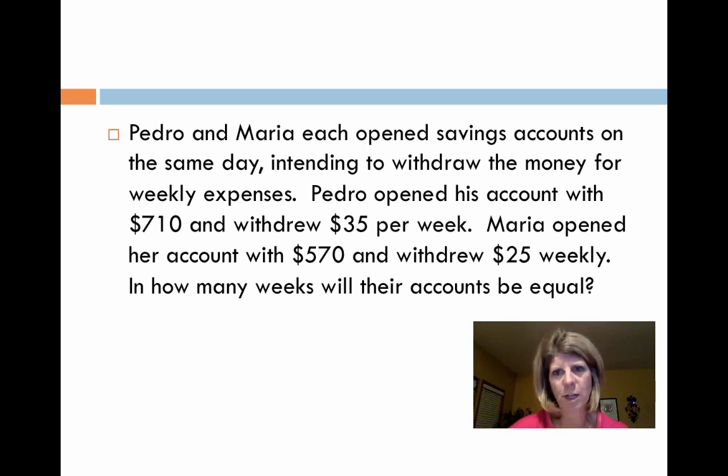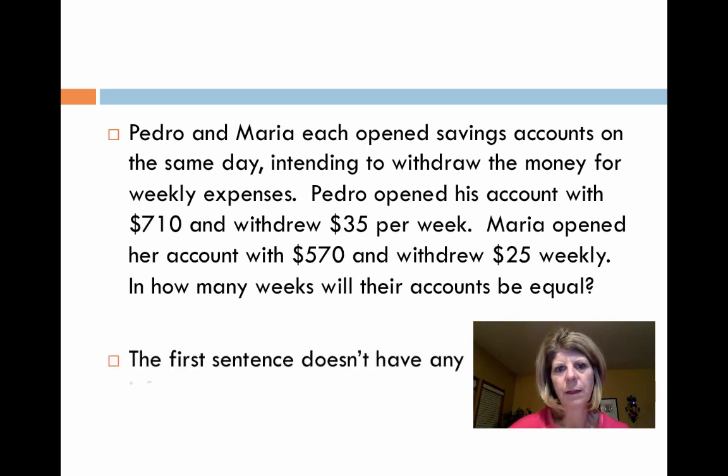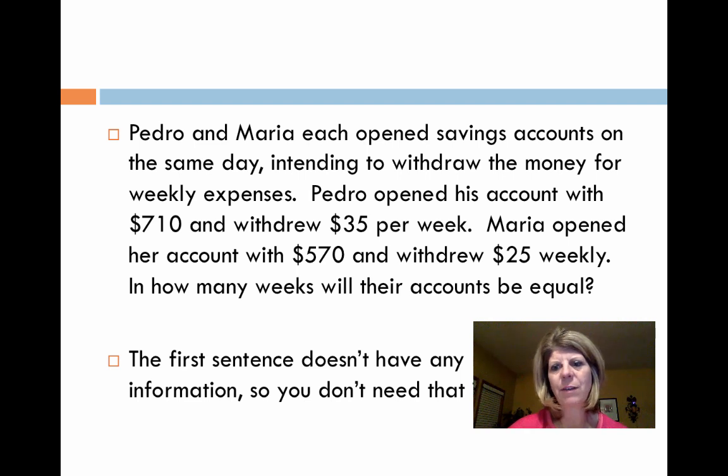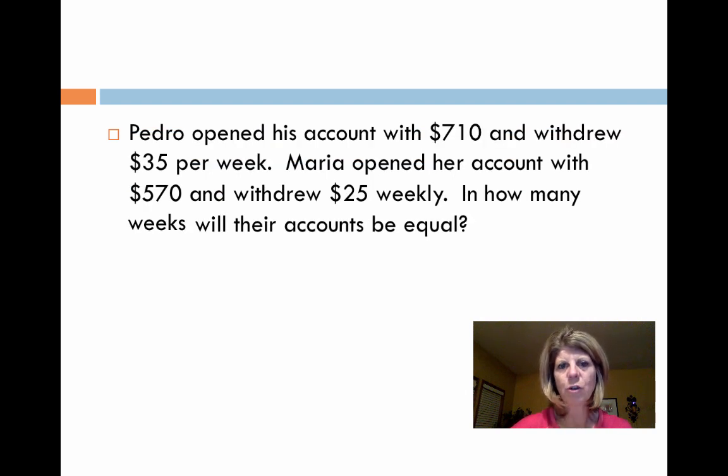But we want to reread this question. The first sentence doesn't really have any relevant information, so you don't need that. You see that they're opening the same day, they intend to withdraw money. That's fine, but there's nothing in there that you really need to solve the problem. I kind of just crossed that out, so you don't have to look at that. You want to look at the next information. Pedro opened his account with $710 and withdrew $35 a week, and Maria opened her account with $570 and withdrew $25 a week. So, how many weeks will their accounts be equal?